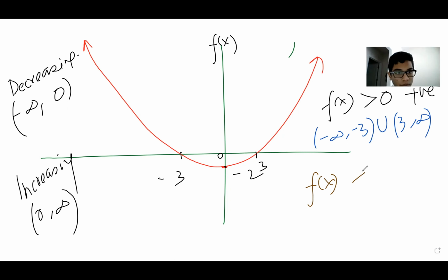When is f of x less than 0? That means it is negative, right? So that is from -3 to 3, right? So it is negative. Is that clear to you? So here we learn that a function could be positive, could be negative, increasing or decreasing. Correct.